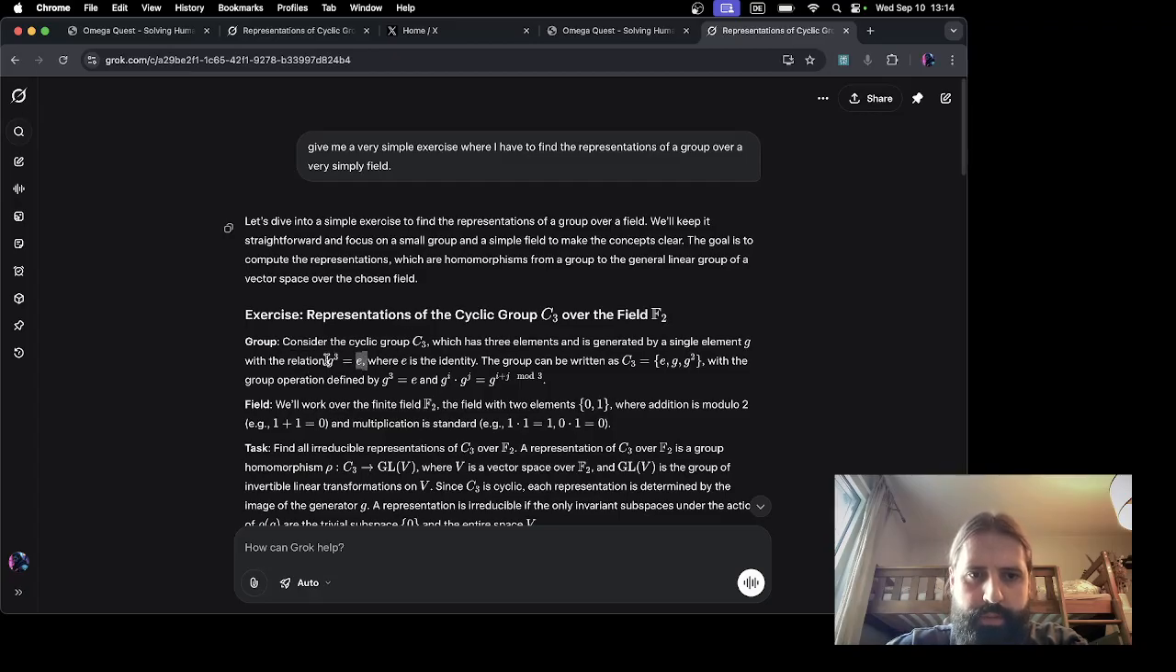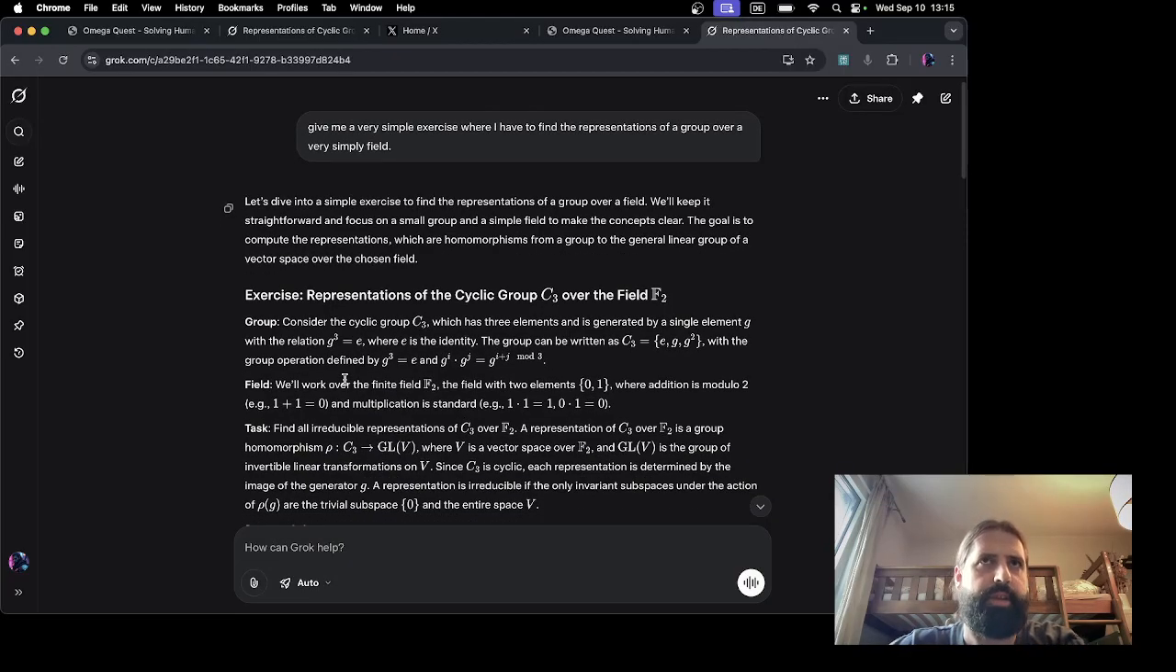So think of rotations, or symmetries. Anyway, where E is the identity, the group can be written as E, G, and G squared. And there's this group operation, which is defined by G^i operated with G^j equals G^(i plus j mod 3). That's how you define the operation. It makes sense, right?